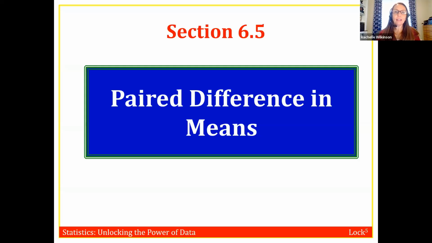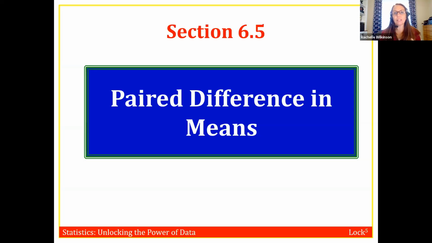So far in chapter 6, first we talked about looking at one proportion, then we talked about two proportions, then we talked about one mean, then we talked about two independent means. And today we're going to look at how to analyze data from a matched pairs design.